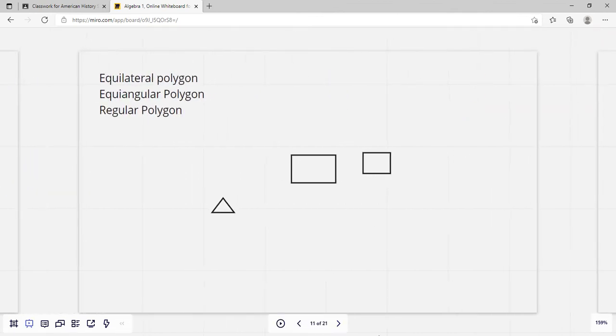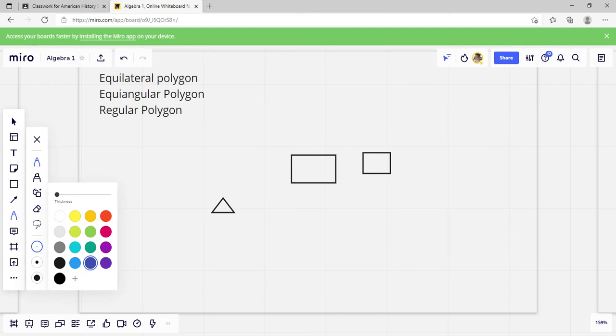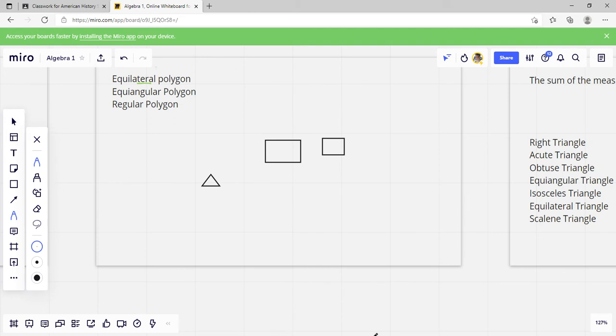Next set of terms. Equilateral polygon. All right, so an equilateral, lat means side, and equa means equal. So this is going to mean that your sides are all equal. So lat means side, and equa means equal. So the sides are of equal measure, equal lengths.